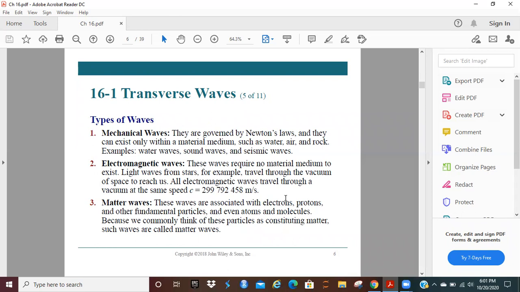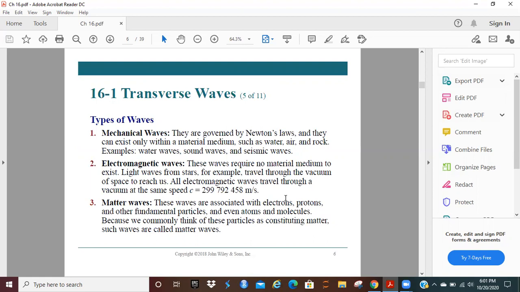The second type of wave is going to be an electromagnetic wave, and these waves require no material medium to exist. So light waves from stars can travel through the vacuum of space to reach us, and all electromagnetic waves travel through a vacuum at the speed of light, which is roughly 3 times 10 to the 8th meters per second.